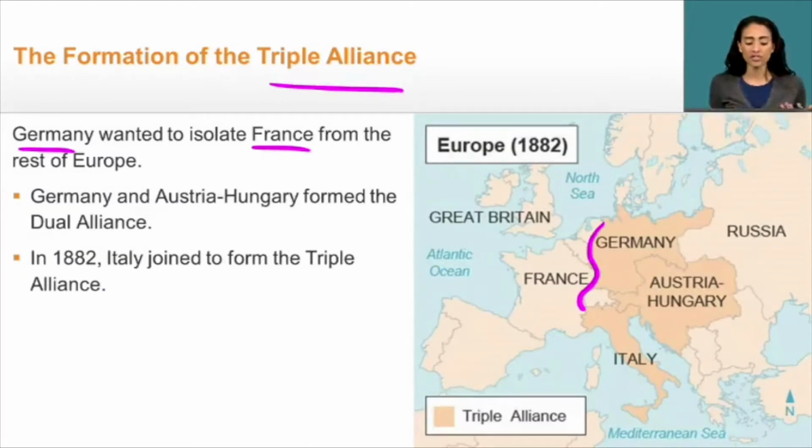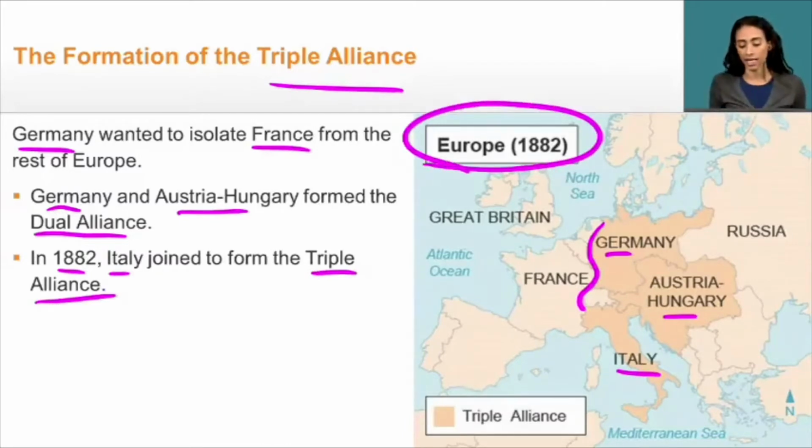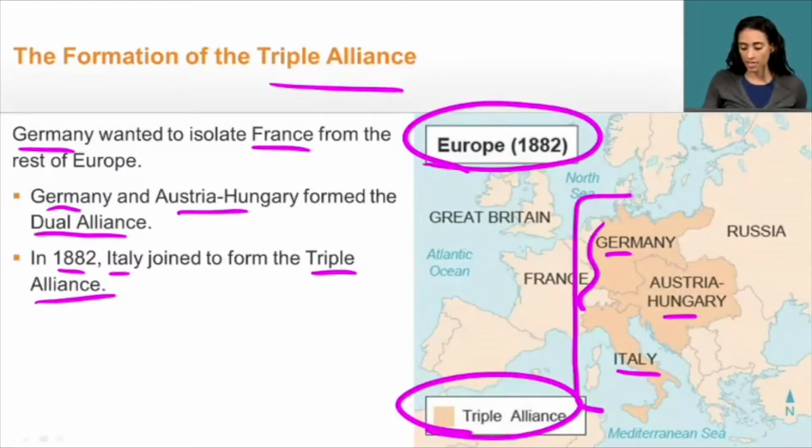As a result of this tension, Germany and Austria-Hungary, which you can see here on our map, formed what is called the Dual Alliance. And by 1882, Italy decides to jump on board, and it becomes the Triple Alliance. You can see our map showing us Europe in 1882, outlining some of the countries that are going to be involved in this alliance. The Triple Alliance is noted by this darker beige color on the screen.